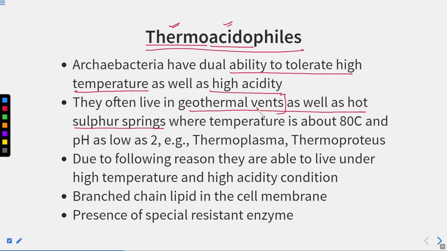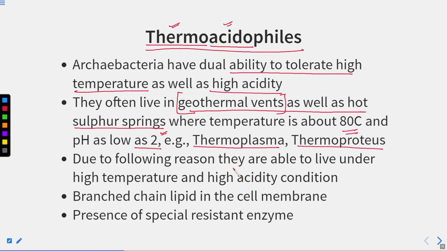A geothermal vent means the land has a thermal vent, an opening through which high temperature water is coming out. Sometimes the temperature is about 80 degrees centigrade and the pH is around 2, that is highly acidic. The bacteria that are examples of the thermoacidophiles are thermoplasma and thermoproteus. These are the 2 examples, right?